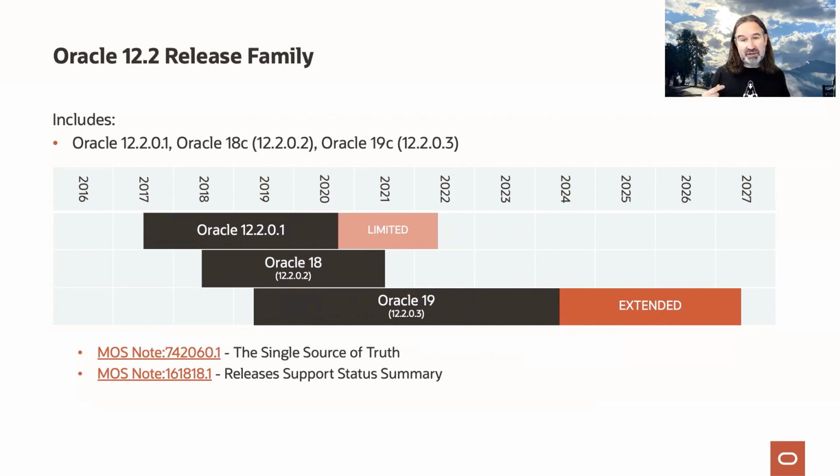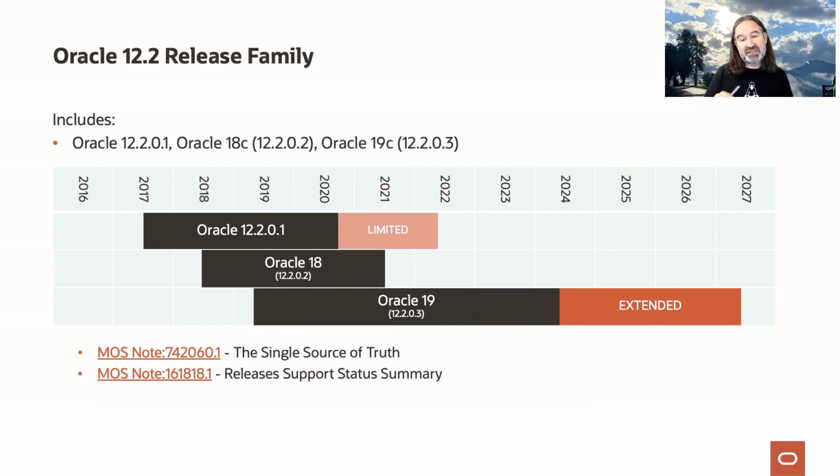Or if you're in the luxury situation that you have a ULA agreement, then you basically know that you are safe until almost mid of 2027. So a very long period from now on. This is why you all will upgrade to 19c. 18c has no extended support.